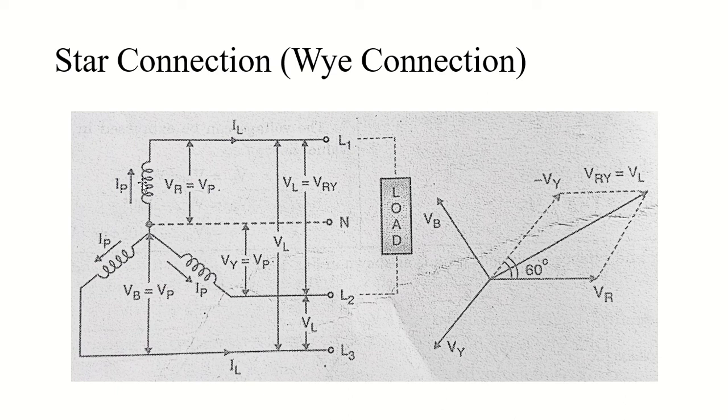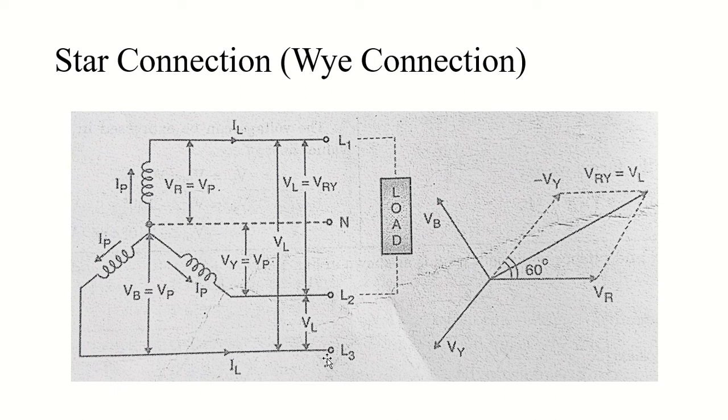This one is R, this one is Y, and this one is B. So three different windings are connected together, either from the start or the end, it doesn't matter. And then a neutral point is taken out of that. Now the remaining three terminals, L1, L2, and L3, are also taken out. And these L1, L2, and L3 indicate three different line terminals.